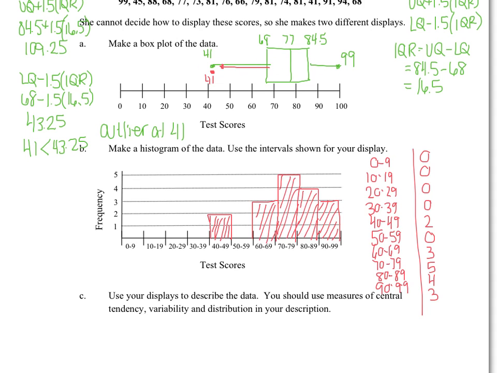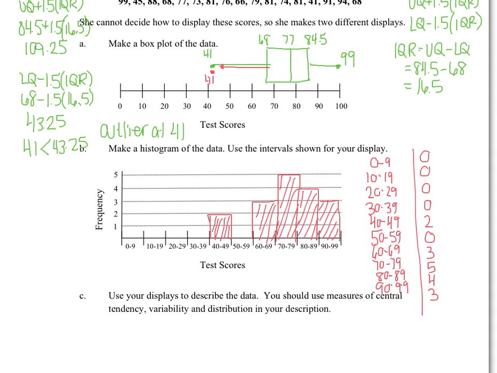A box plot also shows me the range of my data, which is from 41 to 99, which gives me a range of 58. It also tells me my interquartile range, meaning the range of my middle 50%, the range of my box. That range is from 68 to 84.5, which gives me an interquartile range of 16.5. Because this whisker is longer than this whisker, I can say that it is probably skewed slightly left.